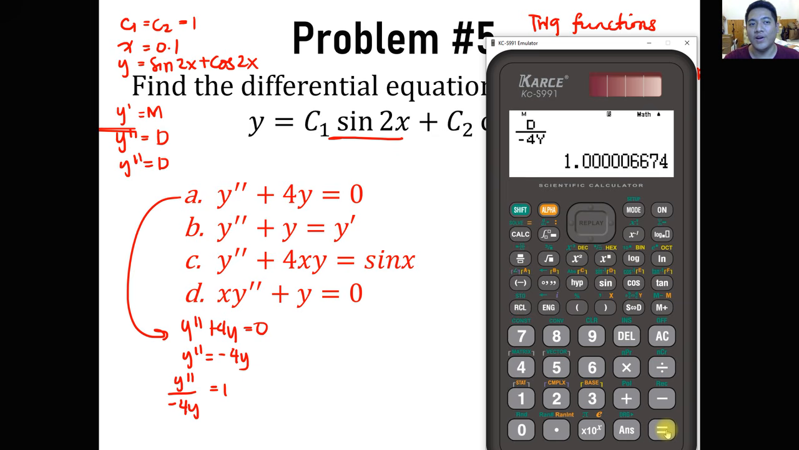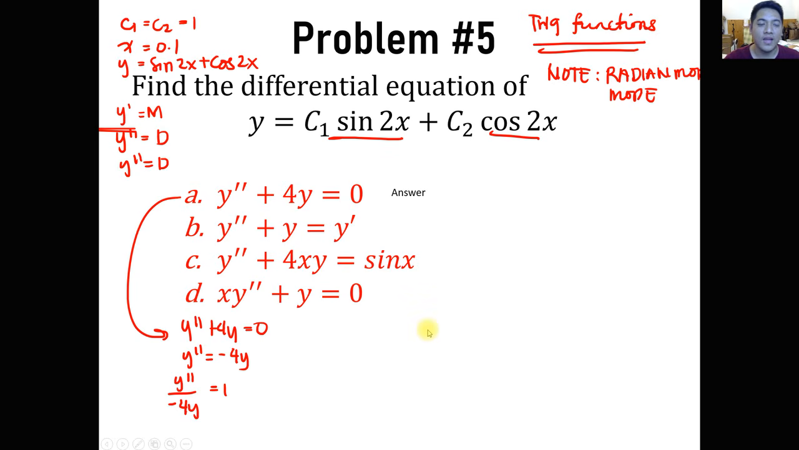We are just lucky that the very first choice that we substituted approximates to 1. And so we conclude that should be the answer for this problem.